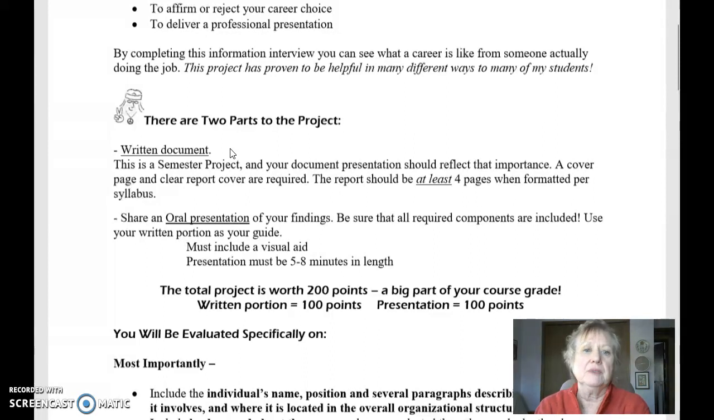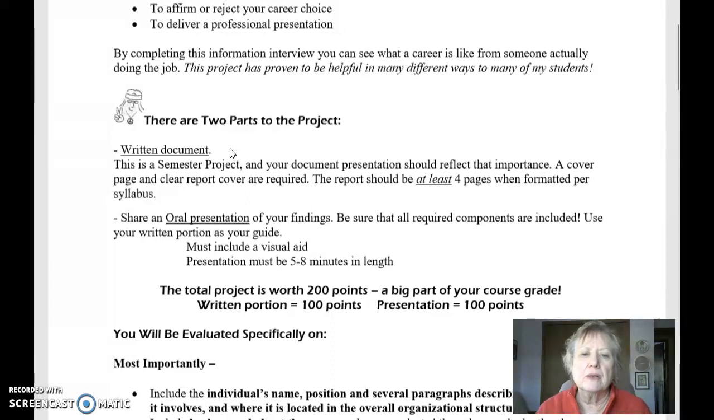Now, the second part of this project is an oral presentation, a short presentation to share with the class what you found out. And this would require the components that we're going to go over, the bulleted components further down the page, and we'll go over those in a moment.